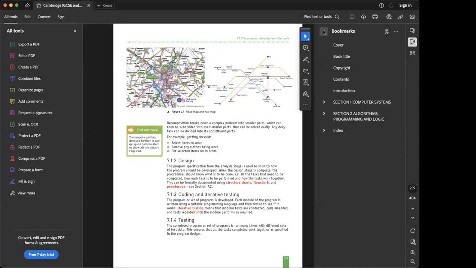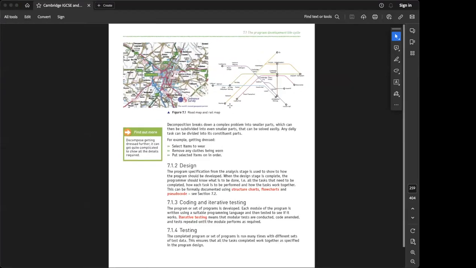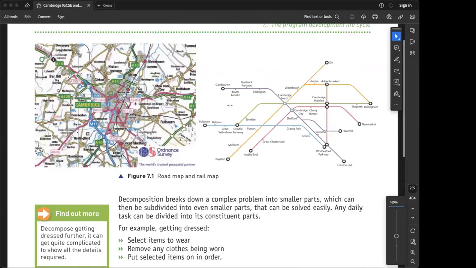Okay, young man, can you see my screen? Yes. How many maps are there?